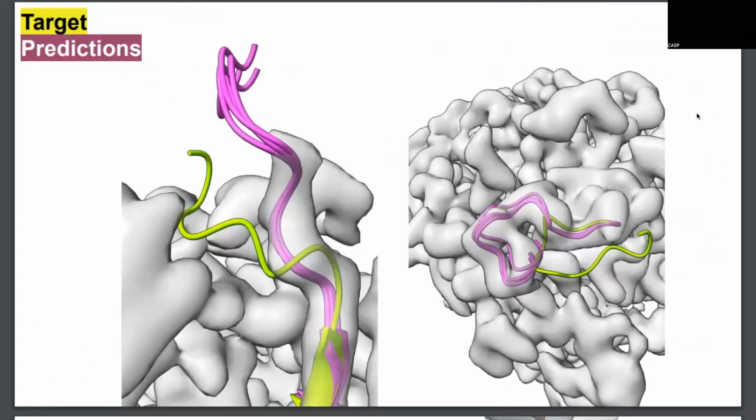And there are also some low resolution regions in this map where the target was incorrectly modeled. So we can see here the target goes off. I've actually cut these loops just to make it a little easier to see. And all of our predictions, or the top 4 at least, did a much better job of fitting into the density.